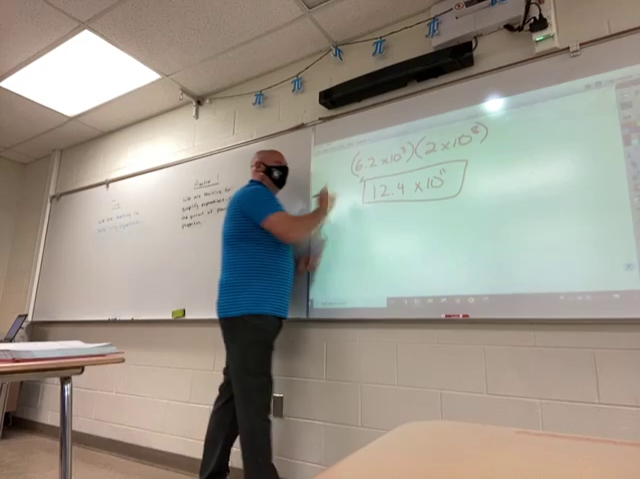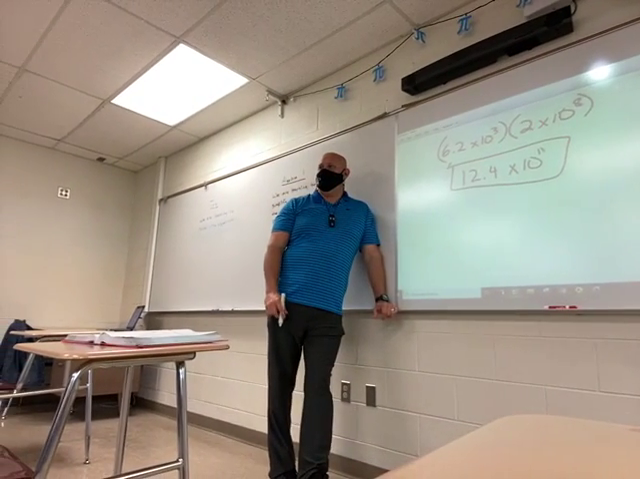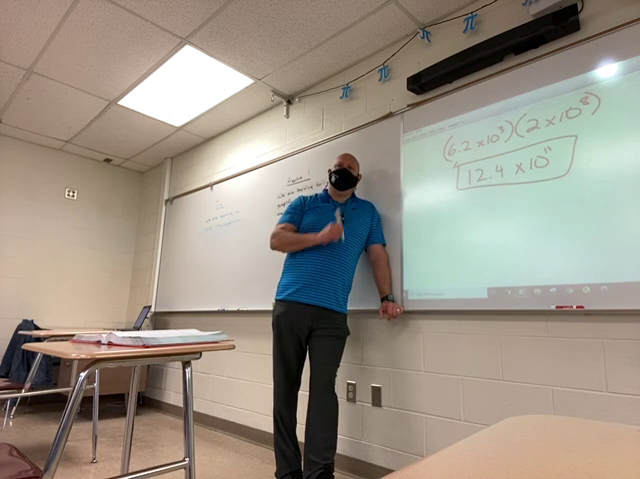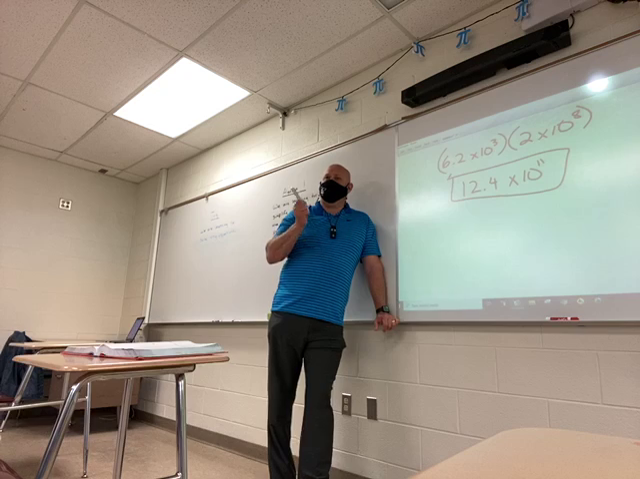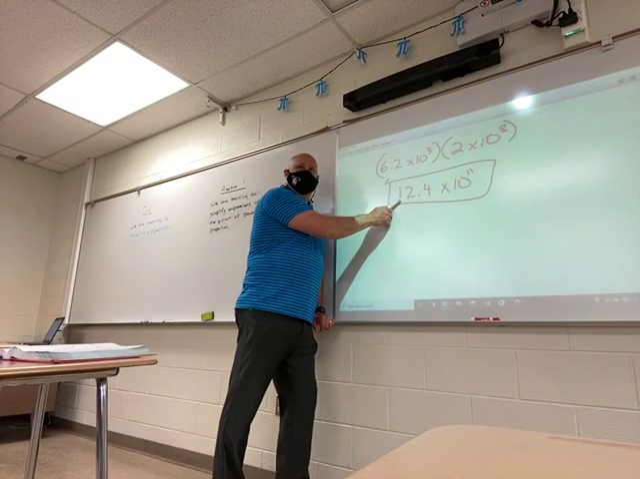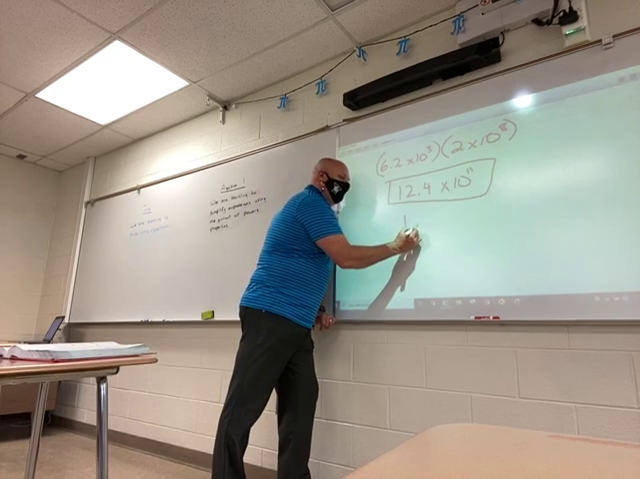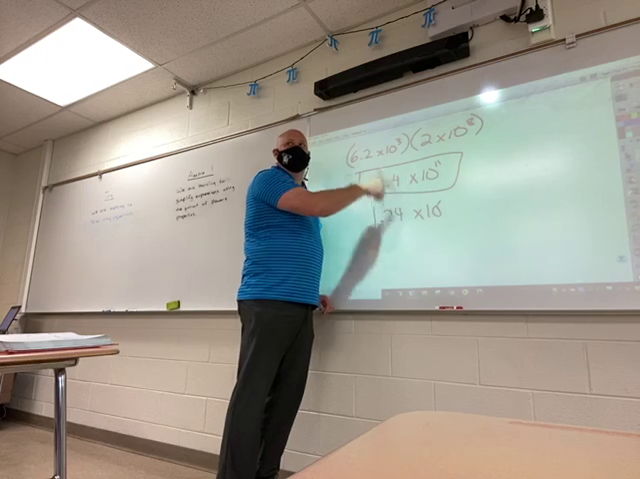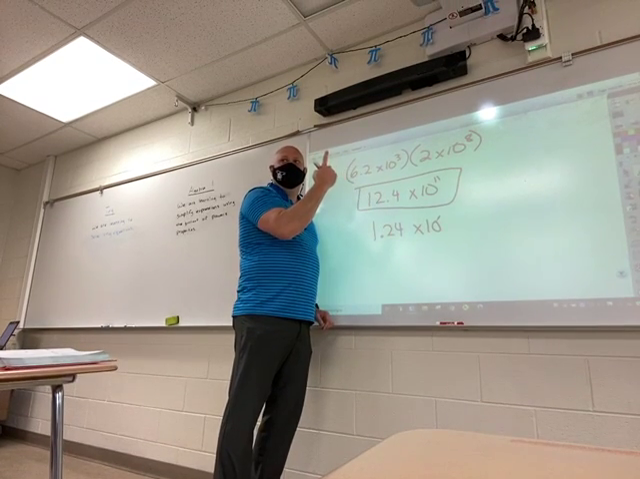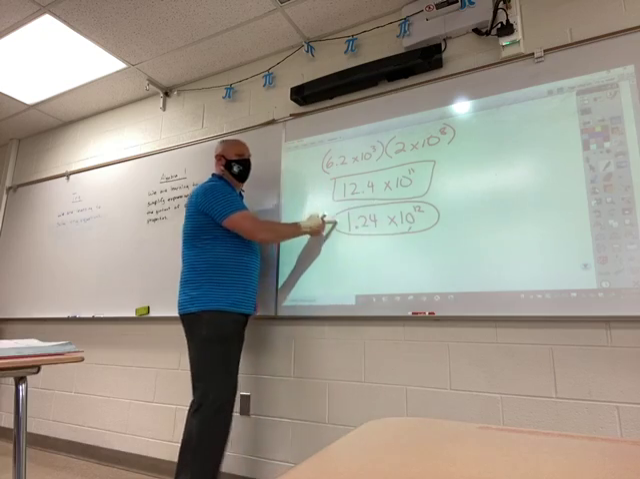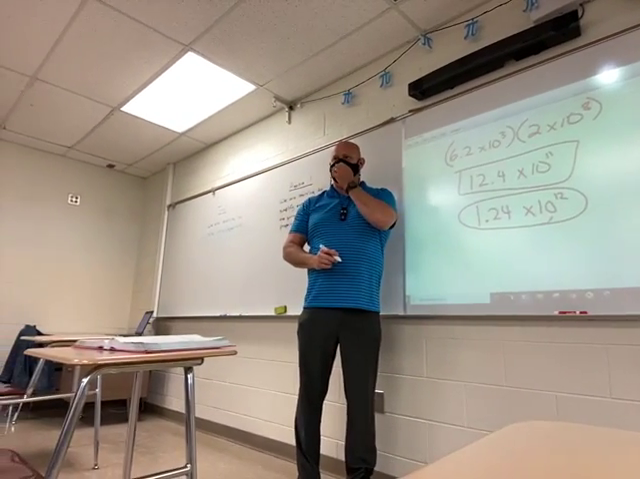Is this actually correct in scientific notation? No. Where should the decimal be? Between the 1 and the 2. So sometimes it's off by 1 after you multiply or divide. I want to move it so I make this number smaller, right? If I make this number smaller, what do I have to do with this number to keep it equal? Make it bigger.